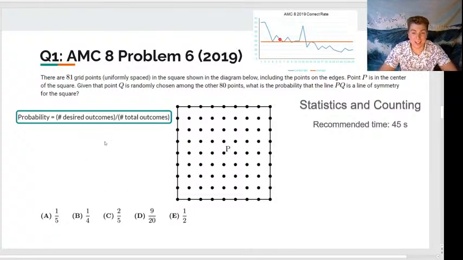So it says there are 81 grid points uniformly spaced in the square shown in the diagram below, including the points on the edges. Point P is in the center of the square. Given that point Q is randomly chosen among the other 80 points, what is the probability that the line PQ is a line of symmetry for the square? So quickly, the first thing you have to realize is what a line of symmetry is, and that just means if we fold the shape in half along that line, both halves would be identical or would reflect one another.